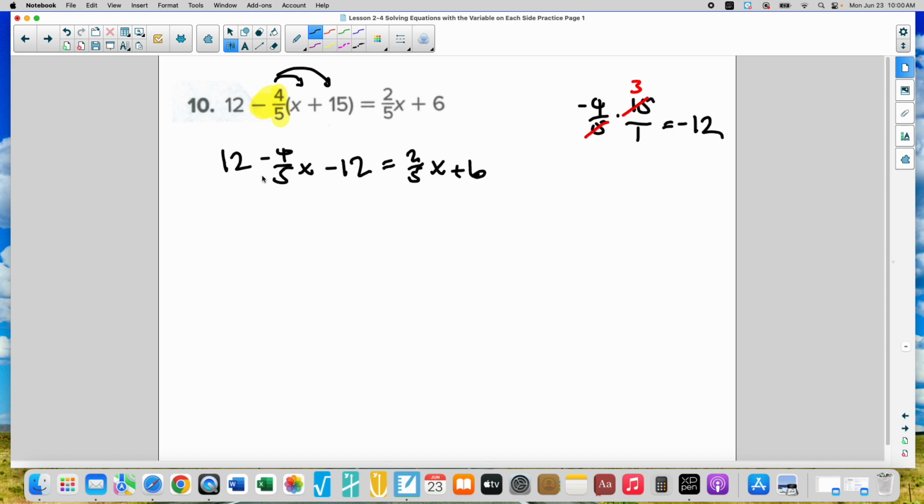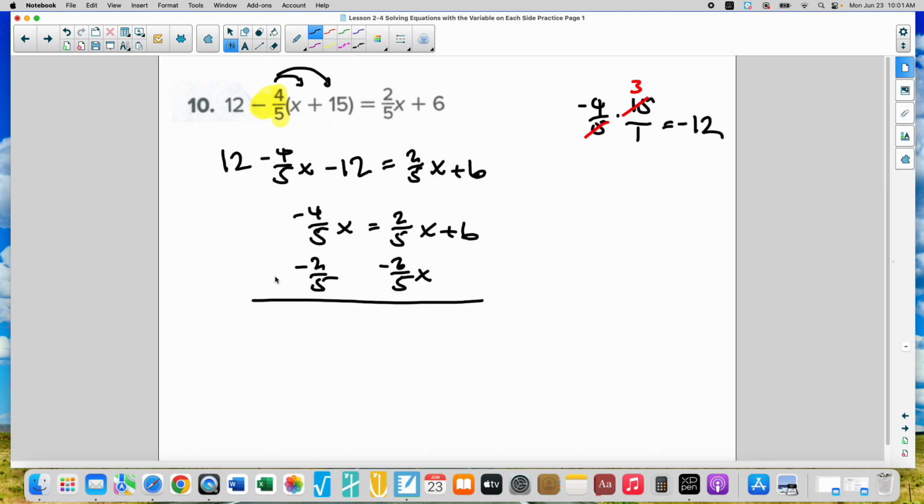And we are going to simplify. 12 and negative 12 cancel to make 0, leaving us with negative 4/5 x. 2/5 x plus 6. We'll subtract 2/5 x, subtract 2/5 x. That is negative 6/5 x equals 6. And we're not going to divide by a fraction. We know that the inverse of multiplying is division, and it's also multiplying by the reciprocal.